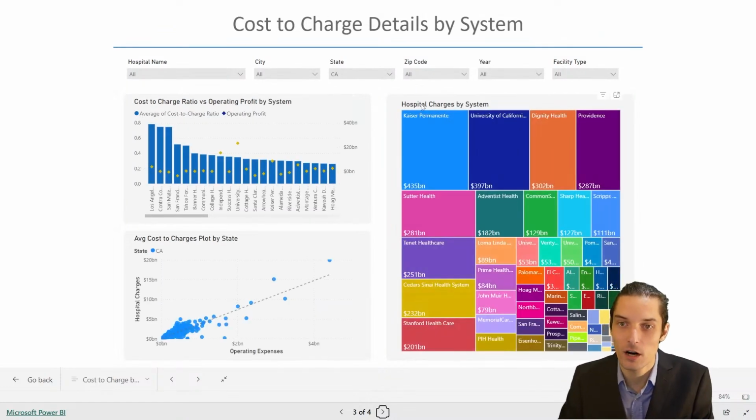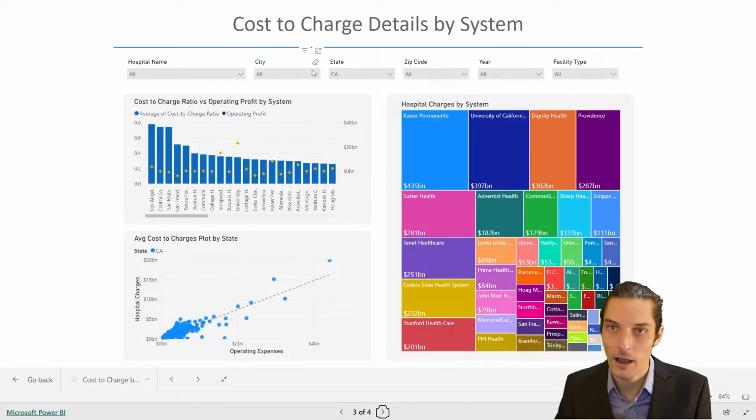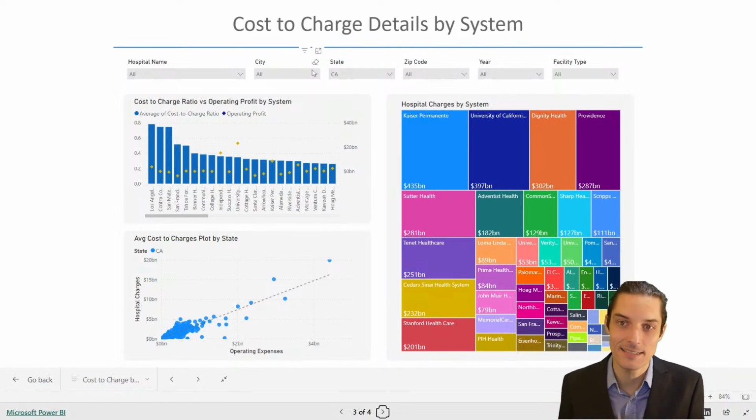Now, your cost to charge ratio by system also matters, because if you have a system and then you have multiple hospitals in that system, it matters a lot. And different systems have different cost to charge ratios depending on their different arrangements with the government entities, with other hospitals or other entities, etc. And so these things matter when you're talking about systems.